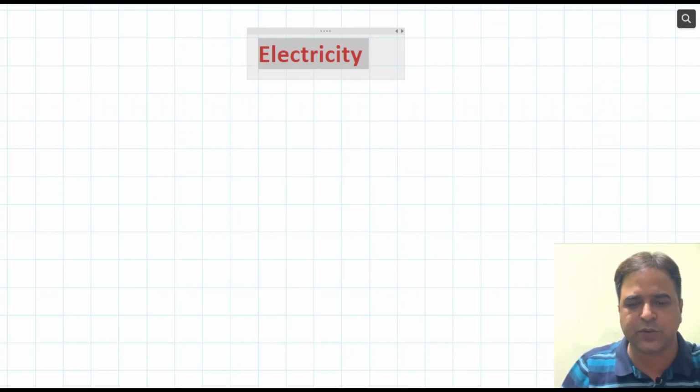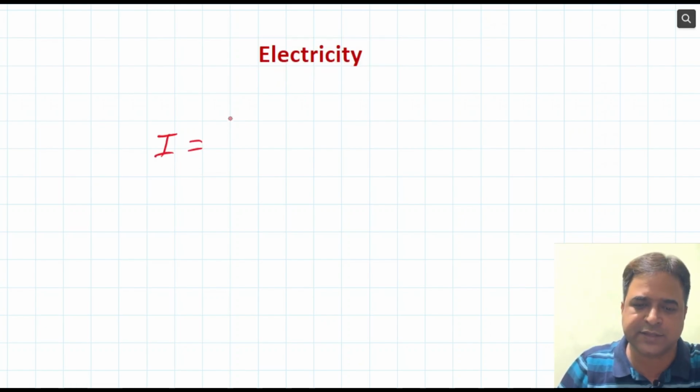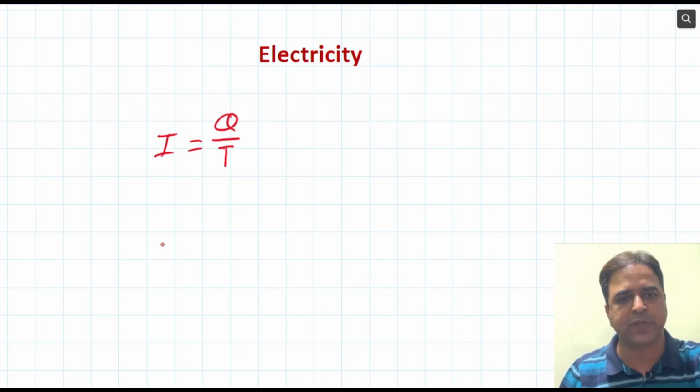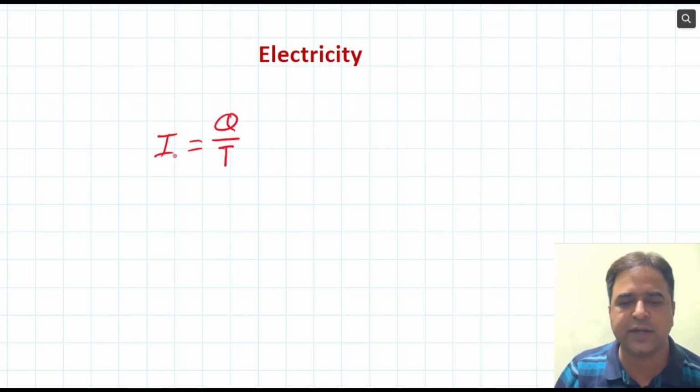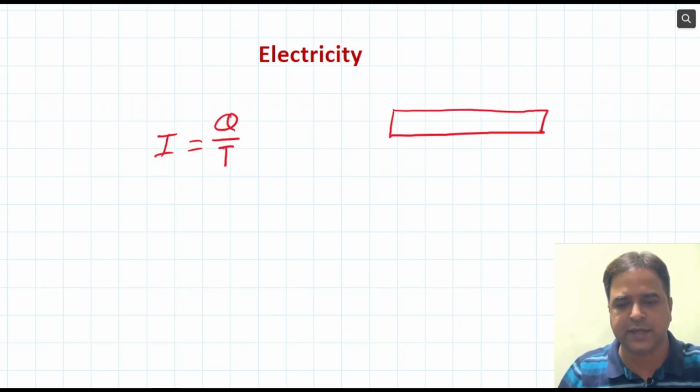See, first if we talk about electric current, you can formulate it as I is equal to Q upon time. So here I we are denoting for electric current, Q for charged particles, and T is for time. Suppose you have this kind of metallic rod, we are taking this example.